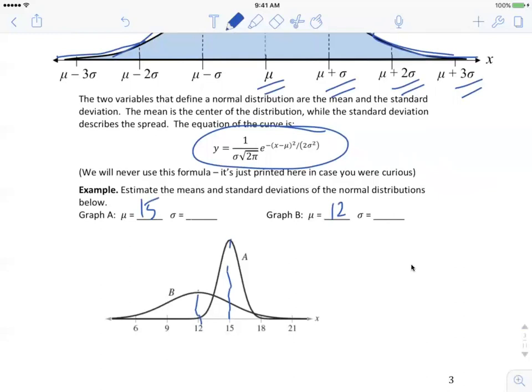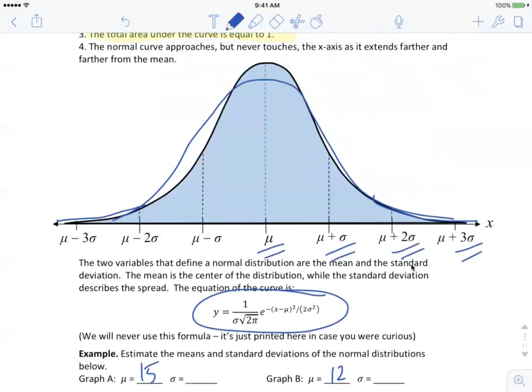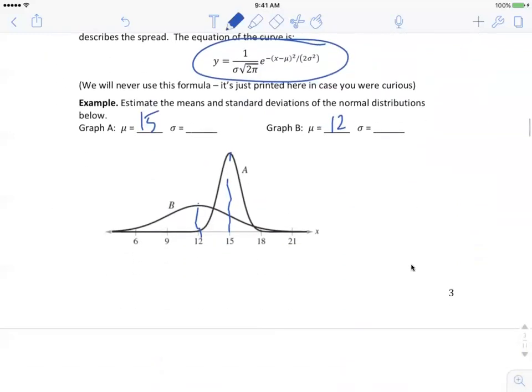Okay, standard deviation is a little trickier, but if I go back up to this graph, here is where one standard deviation is. This point is where the graph turns from curving down to curving back up, right? It's that inflection point there. So that's what I'm after when I'm looking at these graphs, and then I'm estimating that point.